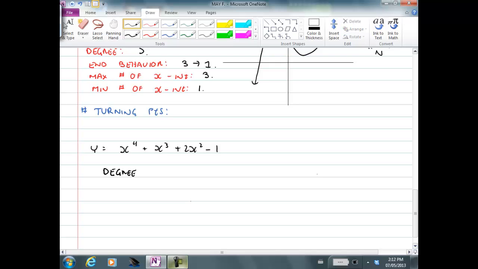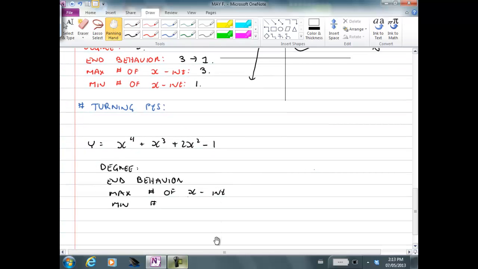Degree, end behavior. In Math 12, you only go up to 4th power. In university, guess what power they make you do? They do n power, any power they want. And you got to figure out the pattern. Let's see who can figure out the pattern to this. Max number of x-intercepts. Min number. And I'll go over turning points in 1 second. Okay.